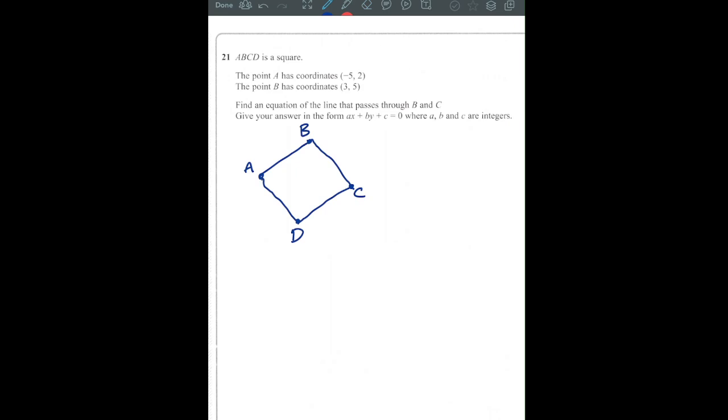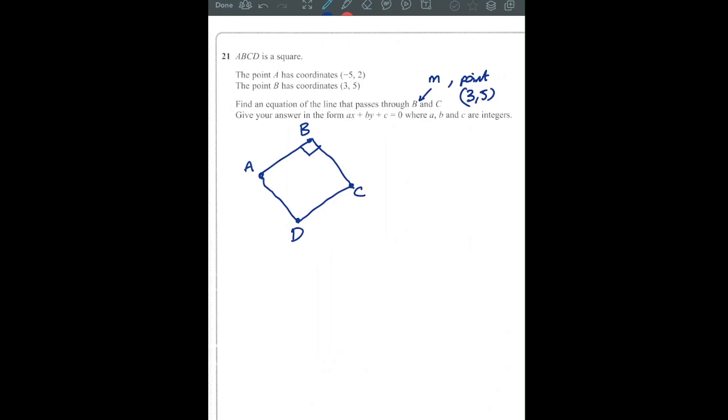We have the coordinates of A and B, and the important thing is AB is a square, so AB is perpendicular to BC. Very important because we know how perpendicular gradients behave. If we want an equation of the line through B and C, we need to know the m and we need to know a point. Well, actually, the point is easy. The point is just B. We know that B is 3, 5, so we have the point.